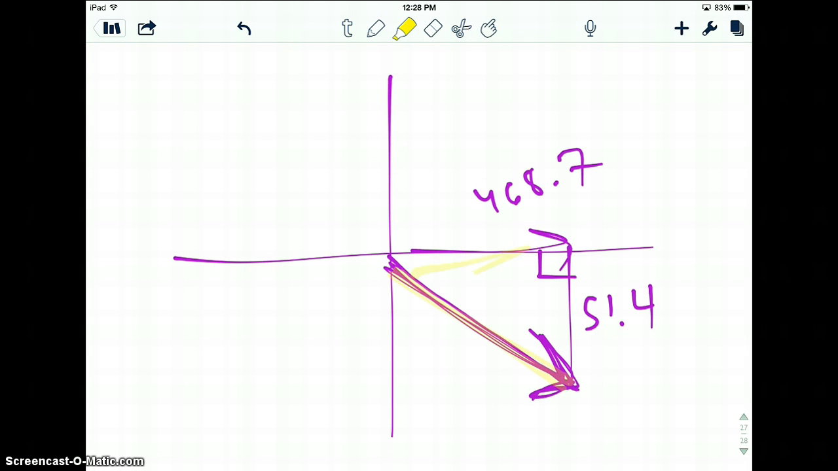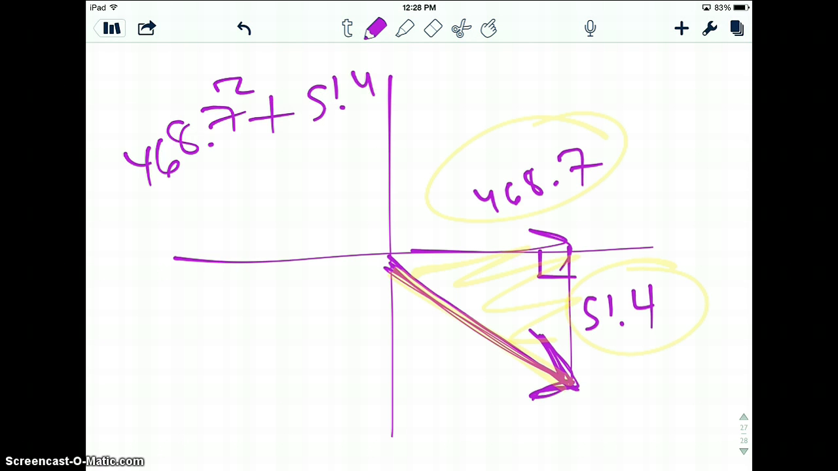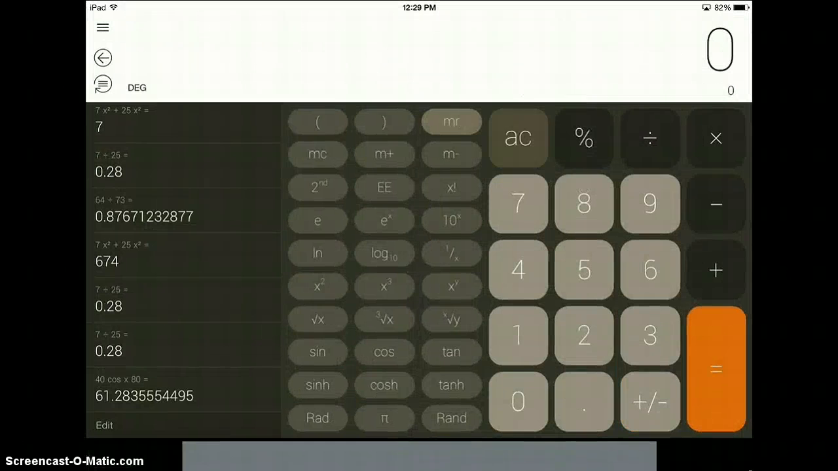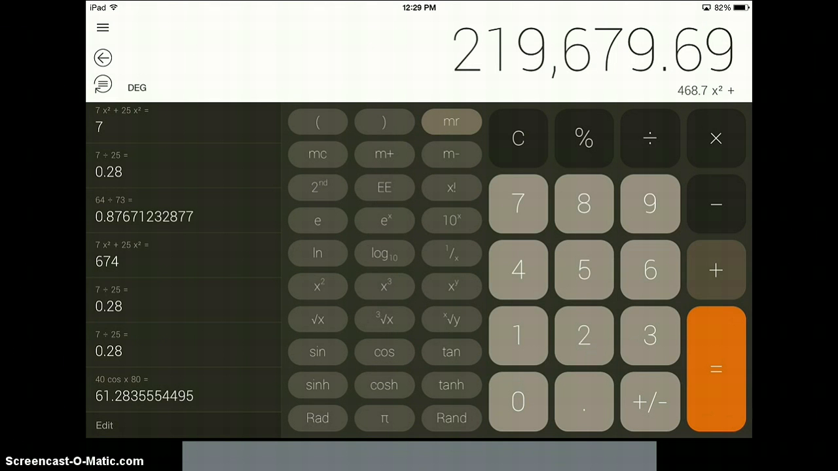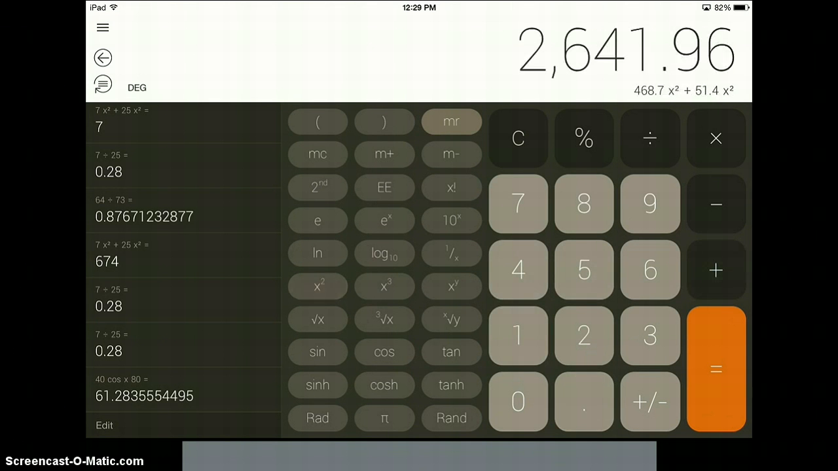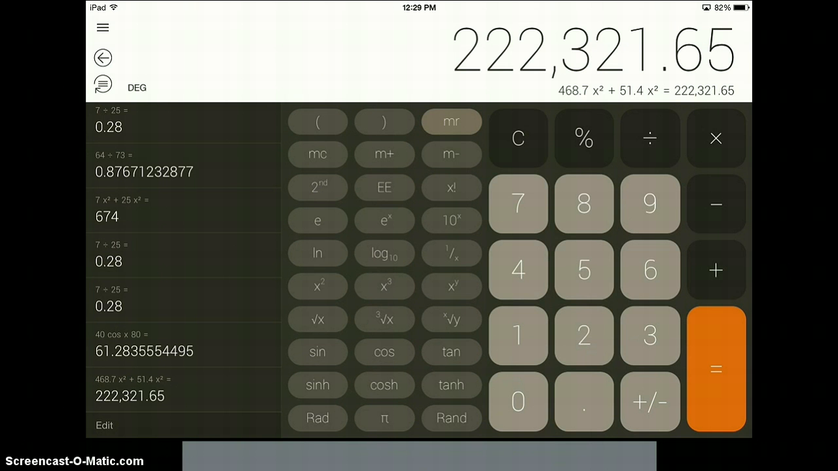So I have my right triangle. How am I going to get it? I already have two sides, so I can make use of the Pythagorean theorem. 468.7 squared plus 51.4 squared equals that hypotenuse squared, and then I'm going to square root that. So I'm going to go ahead and do that. Hopefully you are working with me here. So I have 468.7 squared plus 51.4 squared, and I just kept it positive because if I squared it, it's going to become positive. And then I'm going to square root that.